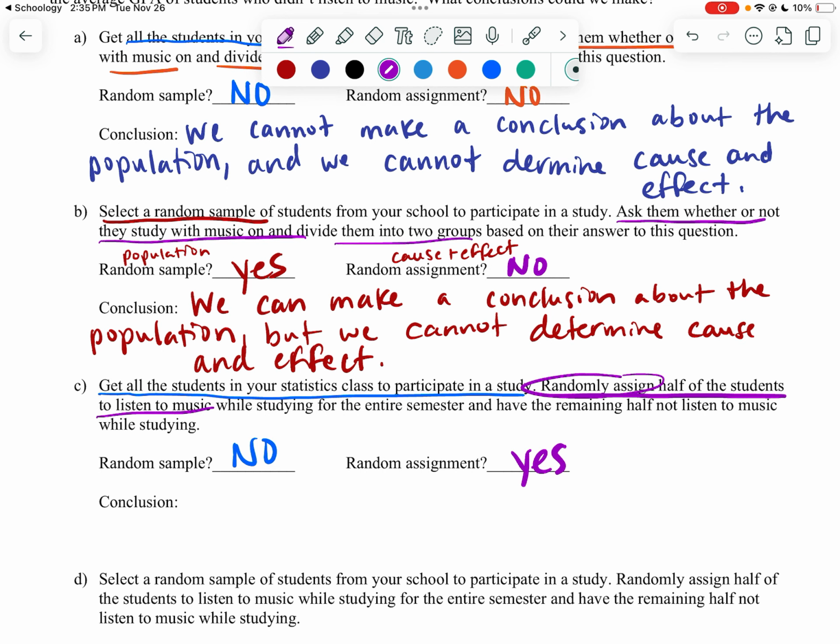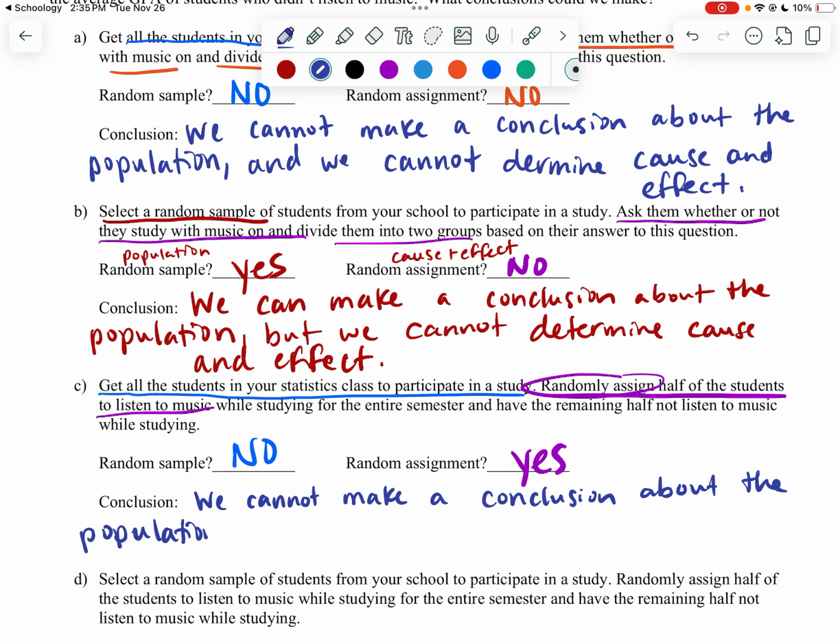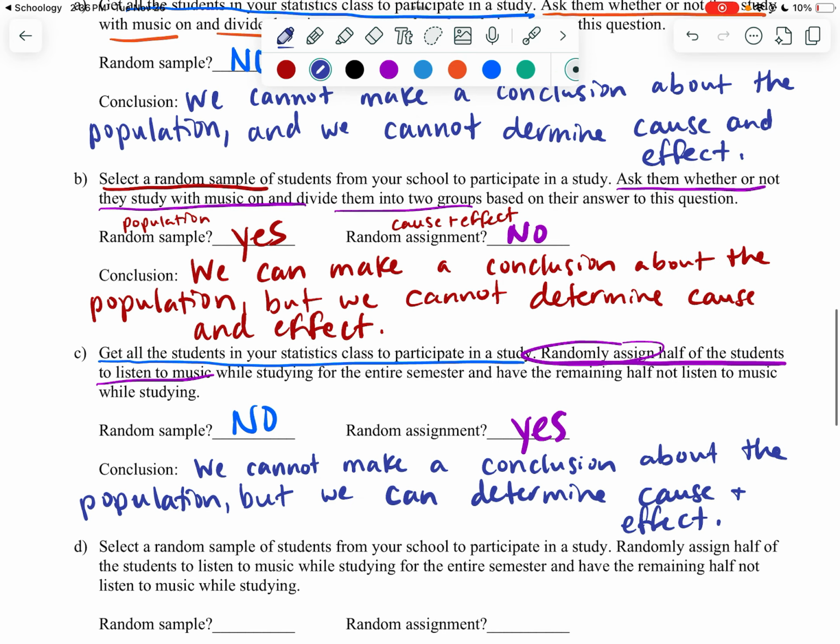Okay, so sample tells you about population. So this we would say we cannot make a conclusion about the population but we can determine cause and effect. Okay, so again, sample tells you about population, assignment tells you about cause and effect.